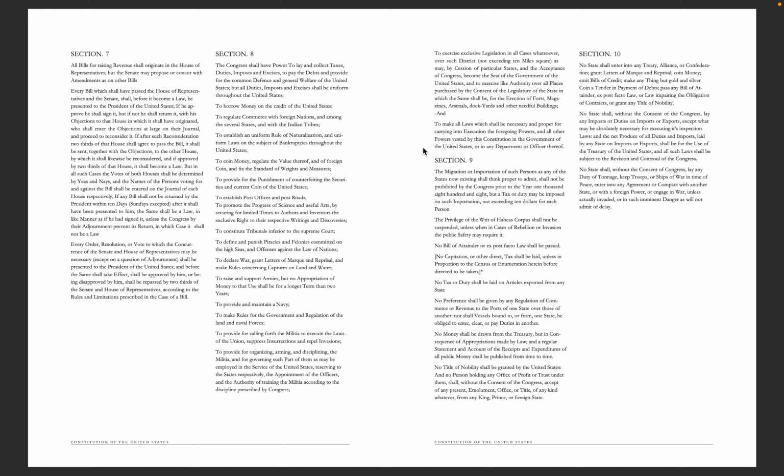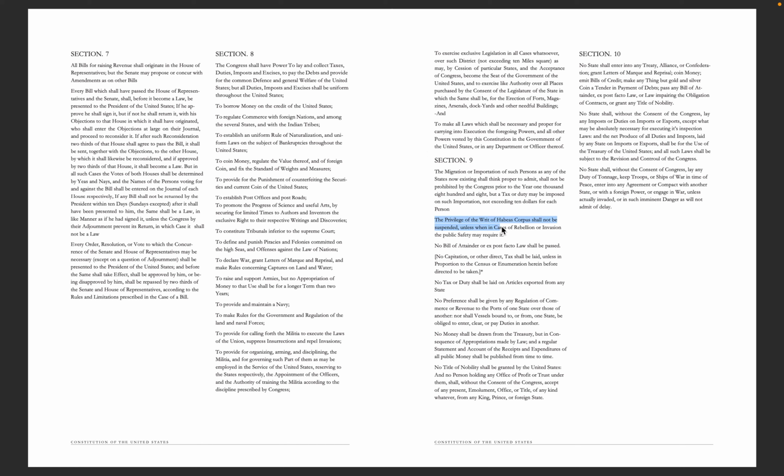Section 9 says, "the migration or importation of such persons as any of the states now existing shall think proper to admit shall not be prohibited by Congress prior to the year 1808." This essentially kicks the slavery issue down the road, and in 1808 the states do agree to end the slave trade, but not slavery itself. So they will stop importing slaves using the Middle Passage, but the slaves that are in the United States will stay slaves and will continue to work as slaves.